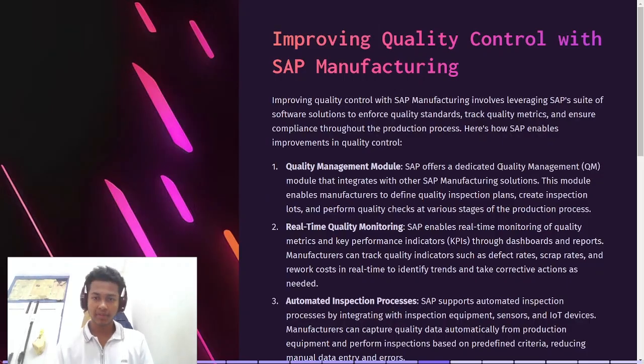Hello, my name is Avikshith and I am here to discuss improving quality control with SAP manufacturing. So, improving quality control involves a lot of things. We will discuss these things thoroughly.